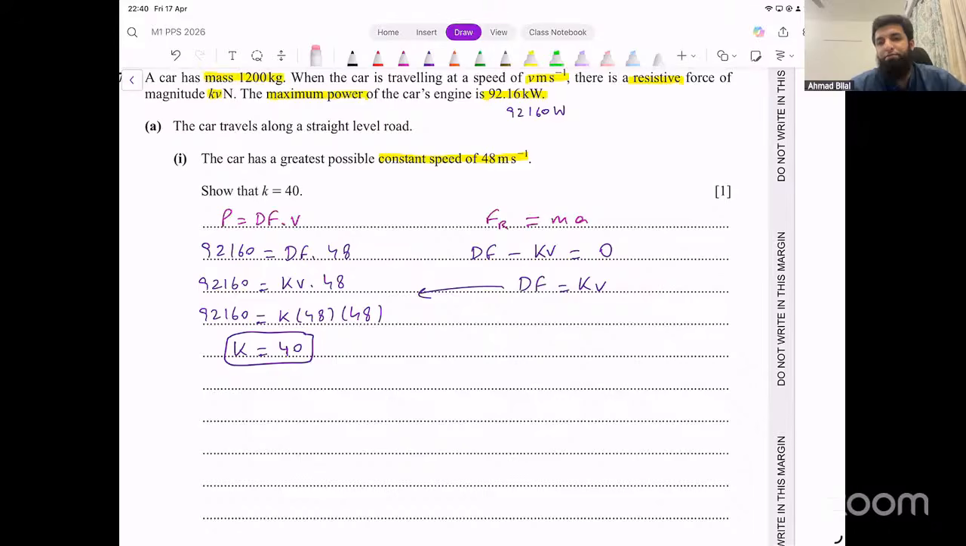Okay. No, we do not need to write acceleration equal to zero necessarily. Just equate the forward forces and backward forces. In this case, that will be fine. Okay, all right. That was part A1.